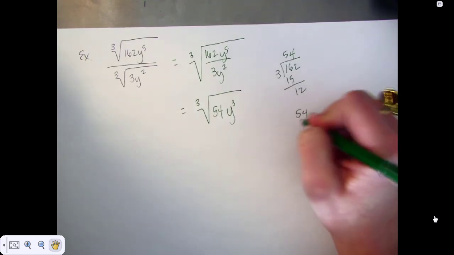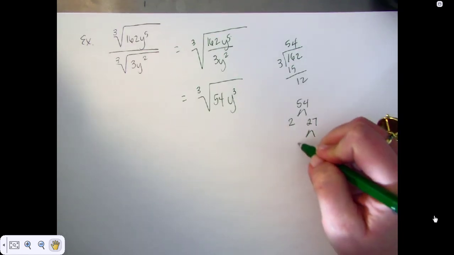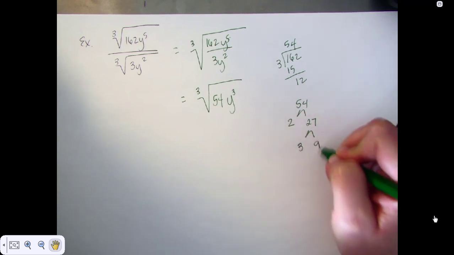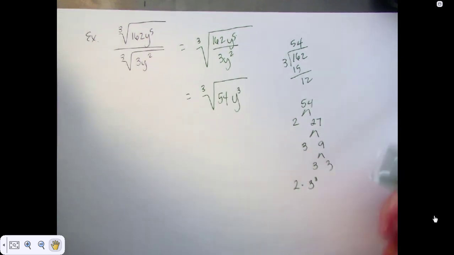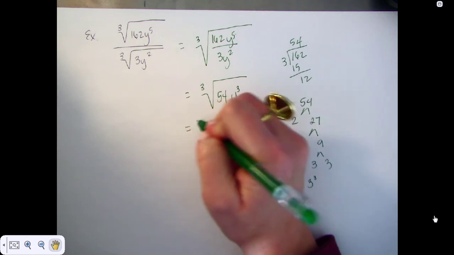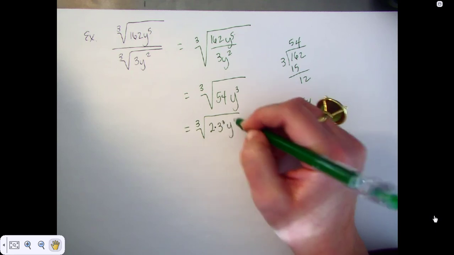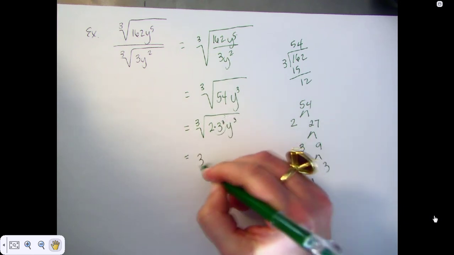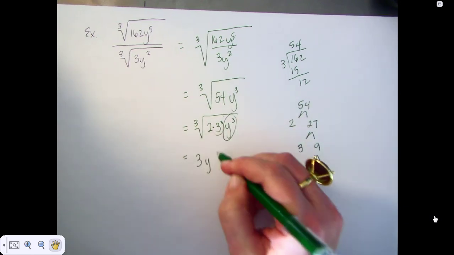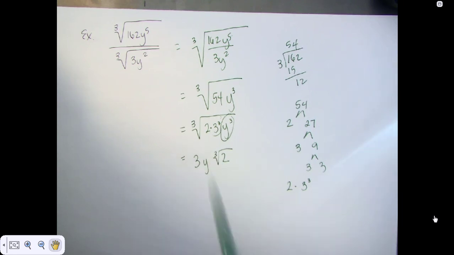So 54 is divisible by 2, and I'm going to get 27. Now 27 is a perfect cube. It's 3 times 9, which is 3 times 3. So I've got 2 times 3 to the third, which is the same thing as 54. So I'm going to rewrite that as 2 times 3 to the third y to the third. Now I can take the cube root of this, which is 3. I can take the cube root of this, which is y, and then the 2 stays underneath the radical. I don't need absolute value here because that's odd, so I don't need that anymore.